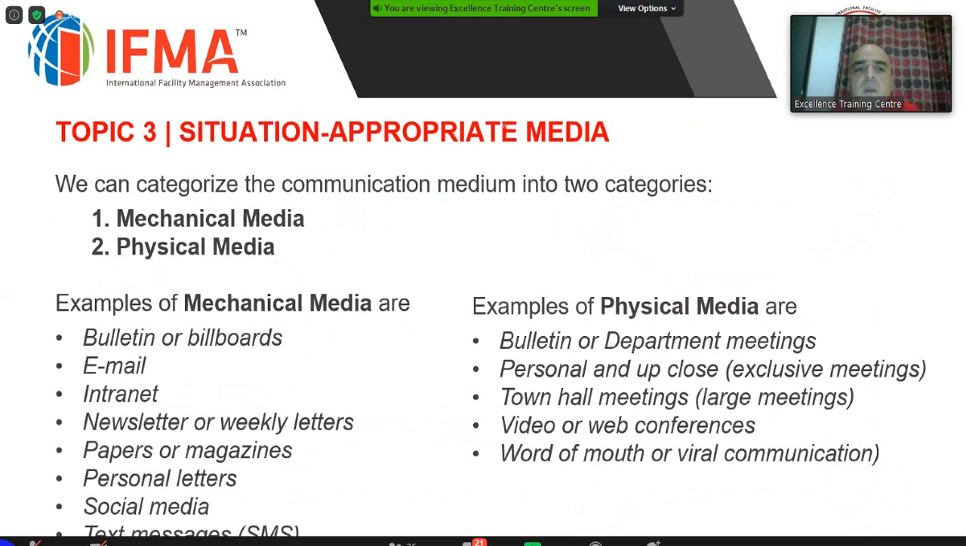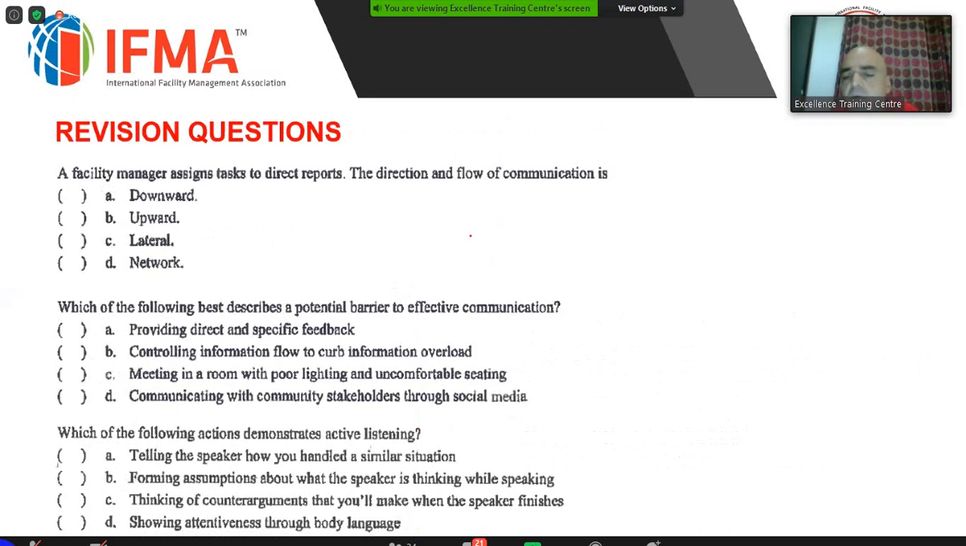Situation appropriate media. We talked about the medium initially when we talked about the message and the medium. The medium is the way in which we convey our message. There are two types: what we call mechanical media, and don't think it's mechanical from mechanical engineering, it's a different thing, and physical media. Physical media is something which you interact with. Physical means there's a physical interaction with you, like meetings, video or web conferences, word of mouth. Mechanical media, there is no presence of you in it, like email, bulletins, newspapers, personal letters, social media, and text. These are the two main categories of media.